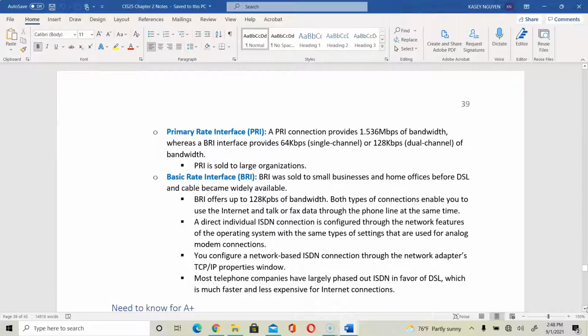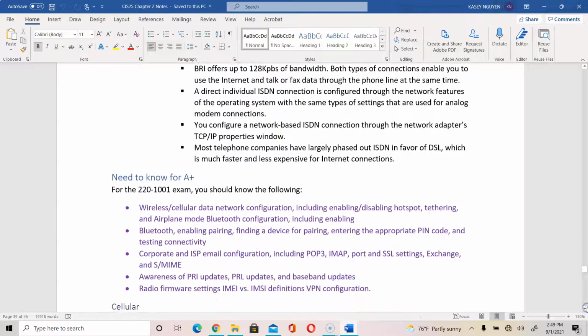There are two types, which is going to be the primary rate and the basic rate, the PRI and the BRI. This was sold to businesses for connectivity reasons. You might still see this in the businesses that haven't upgraded their internet line, and also in other countries in the rural area.